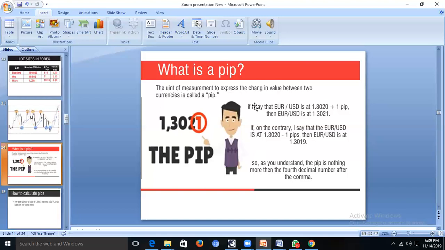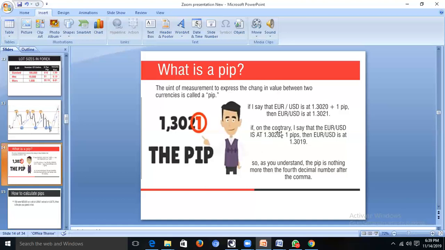The market moved from where Euro USD is at 1.302, plus 1 pip. It is going to be like this. For the last number, that is 1, is the pip.